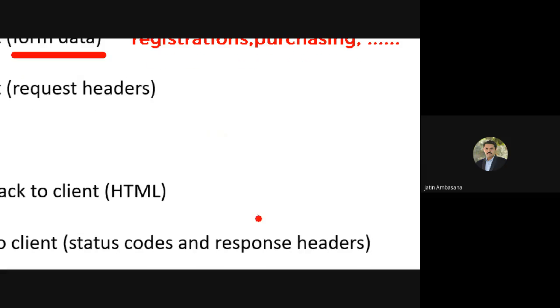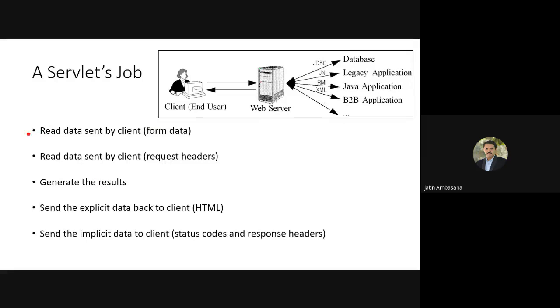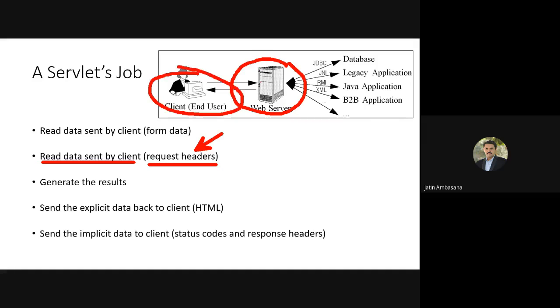Then you also have request headers. A servlet can access request headers, that is, the data sent by the client in the request. Through these request headers, the server will come to know what kind of client is being used by the user, what kind of browser is being used, what its properties are, etc.